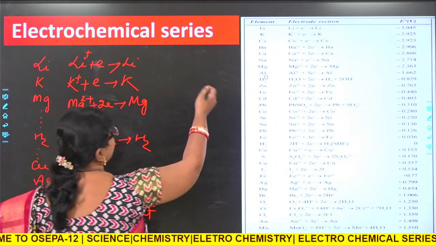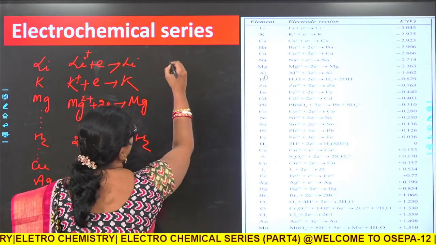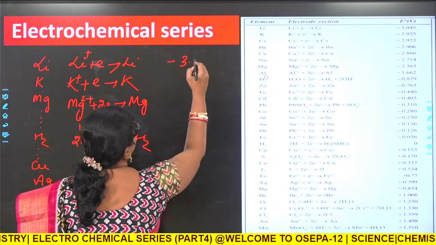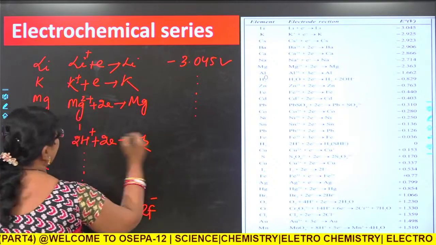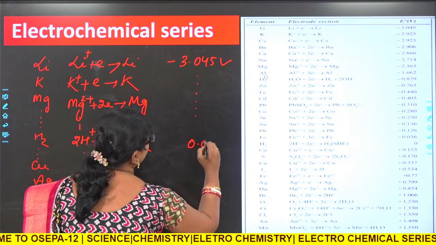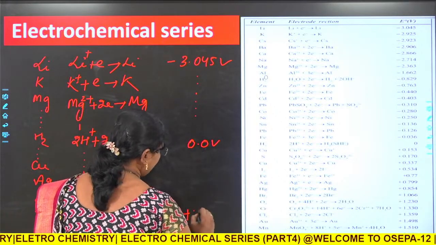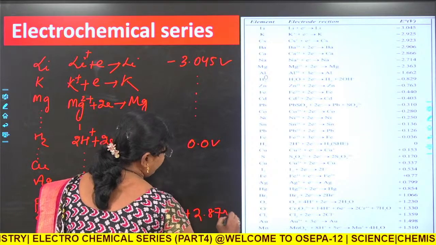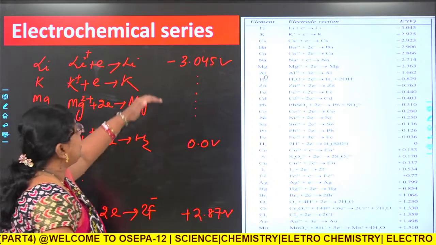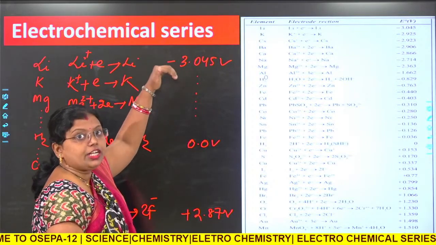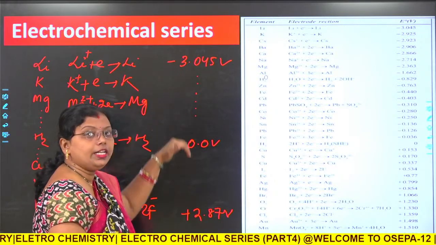Then on the right hand side their values are given. For lithium, the standard reduction potential is minus 3.045 volt. Then for hydrogen it becomes 0.0. Then for fluorine its value is maximum, that is 2.87 volt. Okay. So what do you observe from this? Here the standard reduction potential value goes on increasing.